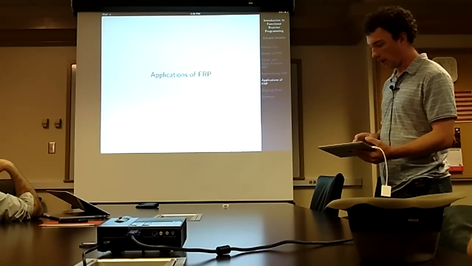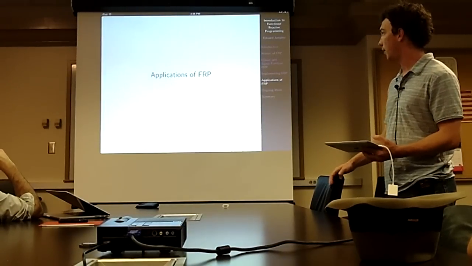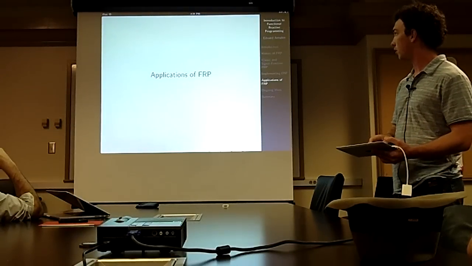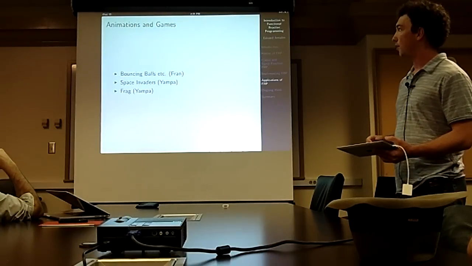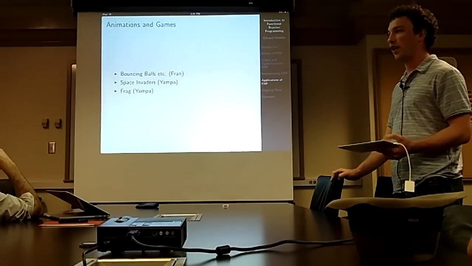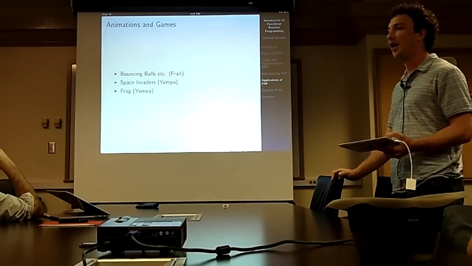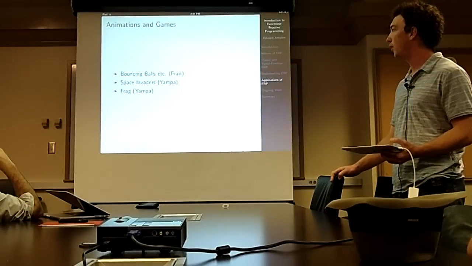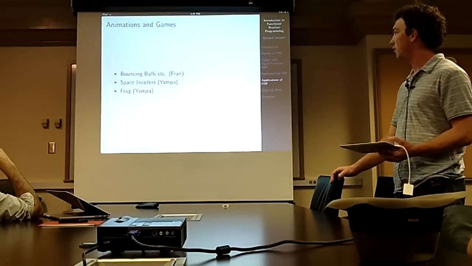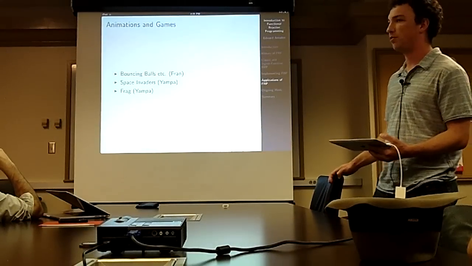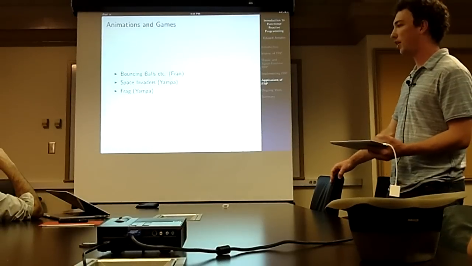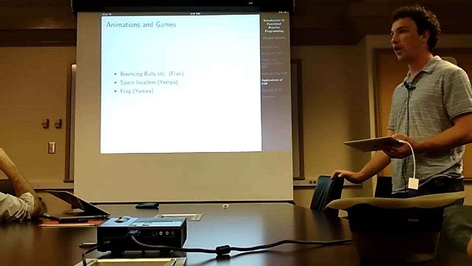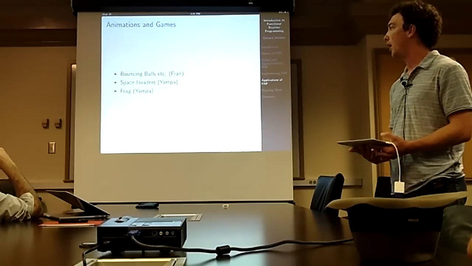So that was a very brief idea of how we actually implement these things. As far as the applications of functional reactive programming go, things that have been implemented so far, there's been a few sort of animation things in games. Fran had a bunch of examples that all amounted to variations on the bouncing ball theme. Yampa has been used to implement two games. There's a clone of Space Invaders that was implemented in Yampa. There's also a 3D first-person shooter that was implemented mostly in Yampa, although not entirely, and that's called Frag.